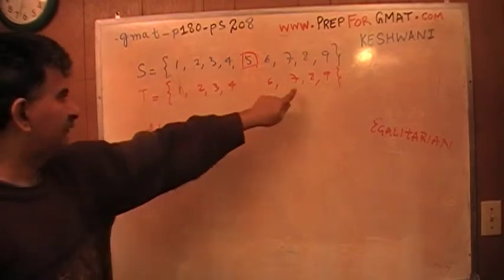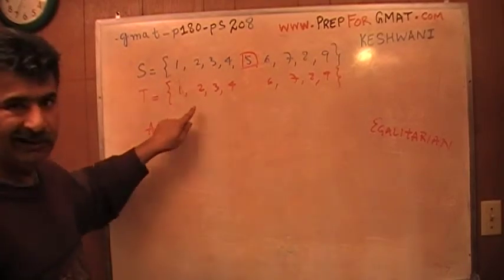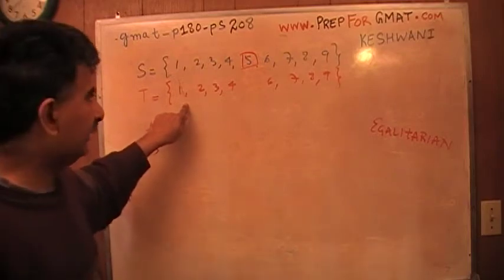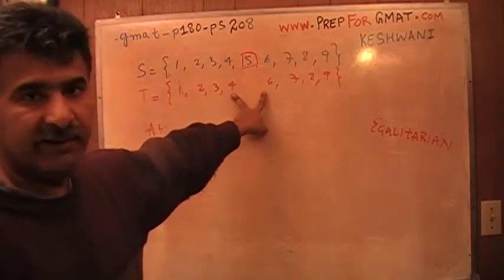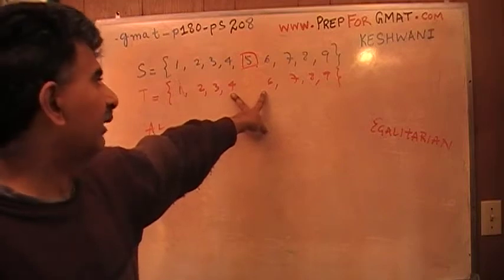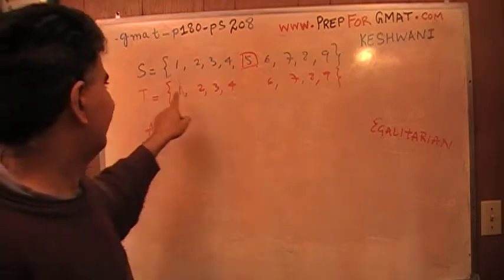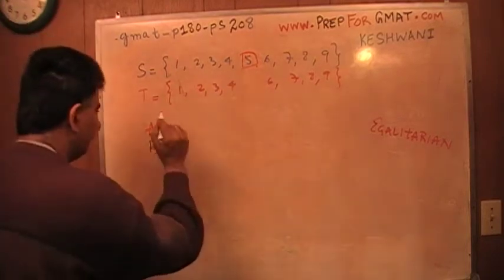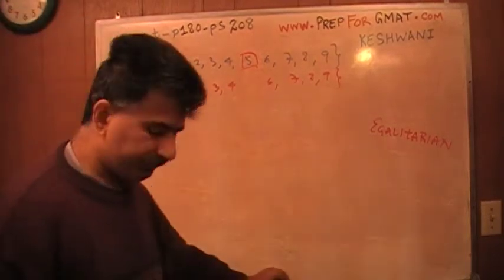And what's the median of these numbers? The median of these numbers, again, since there are 8 of them, as opposed to an odd number of numbers, we have an even number. The way you find the median is you take the average of these two to find the median. Well, the average of these two is 5. The median of T is 5 here. The median of S is 5 here. They are equal. B works.